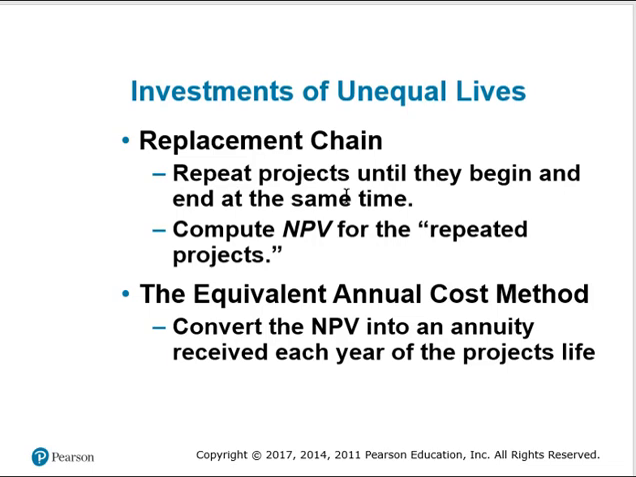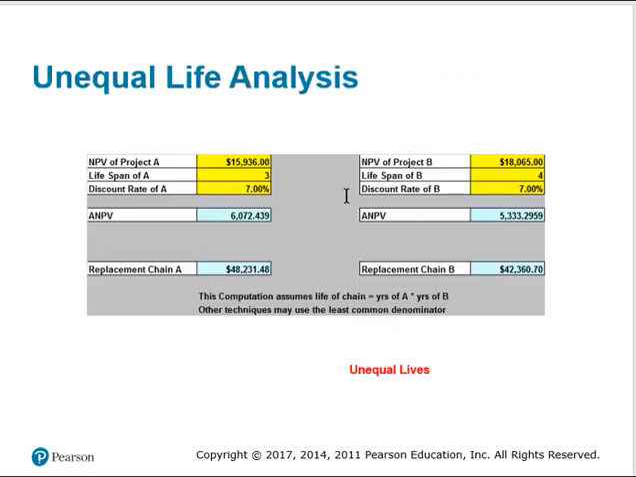The equivalent annual cost method converts the net present value into an annuity that's received each year of the project's life. So here we have, again, it's called capital budgeting unequal lives. If you put in the net present value of the projects and their time frames, then you also put in their discount rates. Since they're mutually exclusive, they'll frequently have the same discount rate. We can see here that the annual net present value is $6,000 for Project A and $5,000 for Project B. So Project A is better than Project B, even though Project B has a higher net present value. Again, why is it higher?